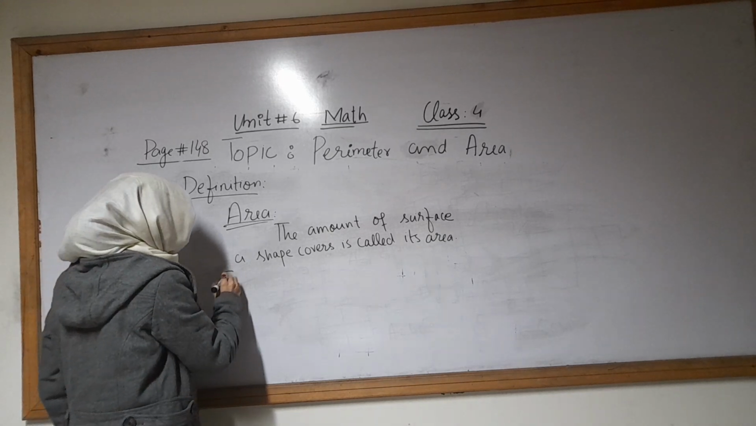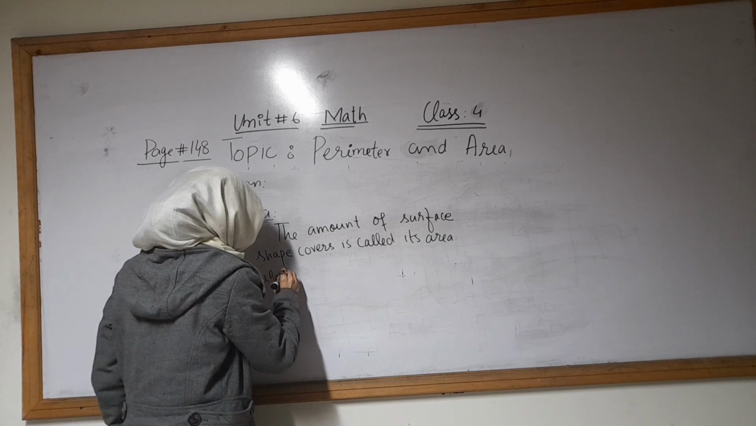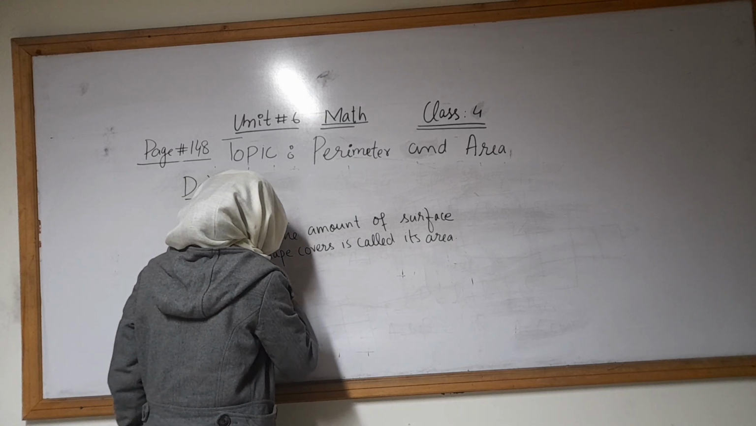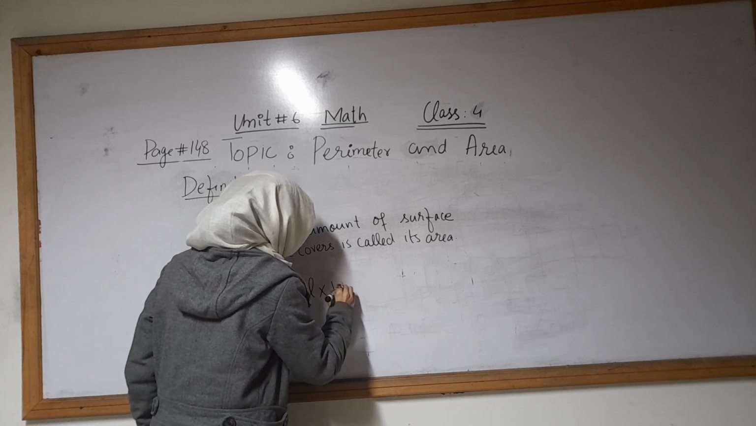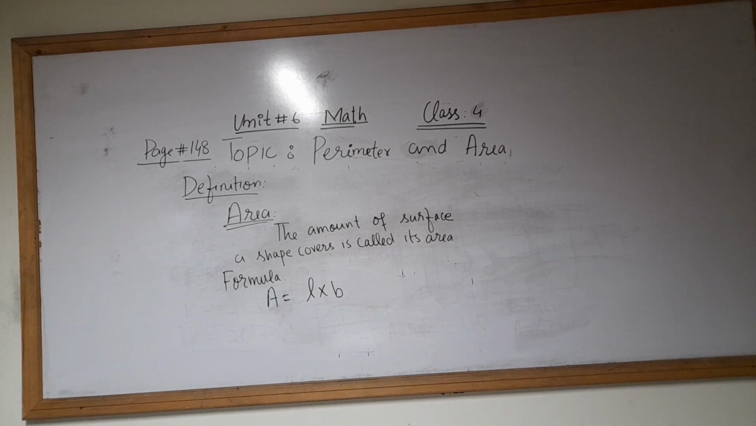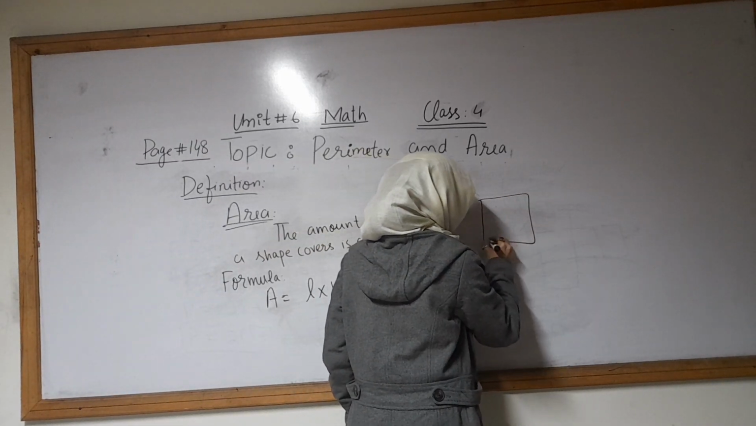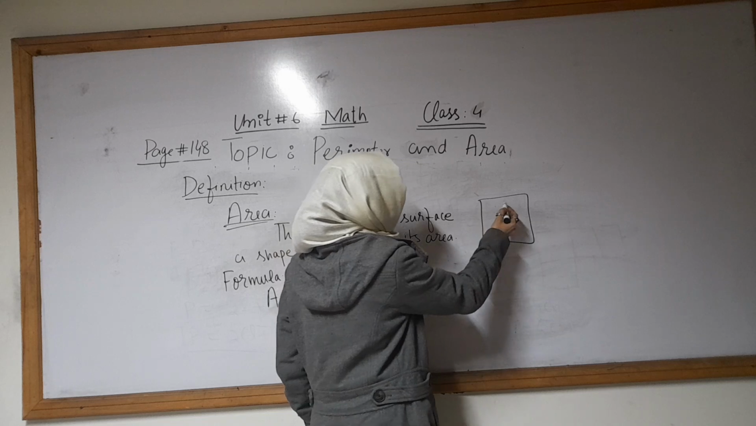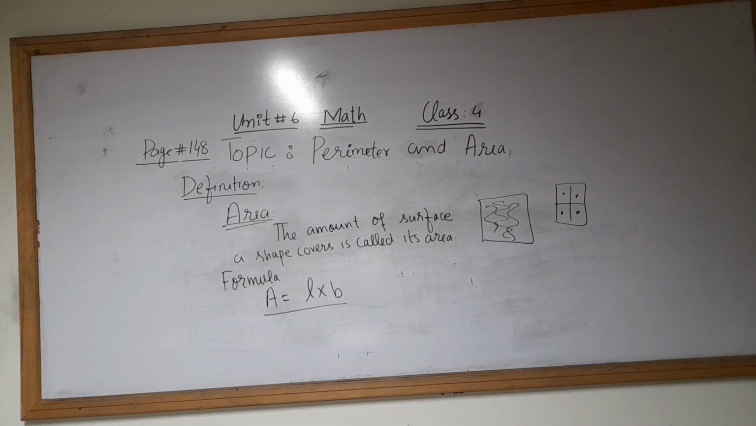And the formula is area is equal to length multiplied by breadth. When we calculate the area of different shapes, we use this formula. Area is equal to length multiplied by breadth. For example, we have a surface. So what is the area? Area is the inside surface of the shape. So this is your today's lesson, class.